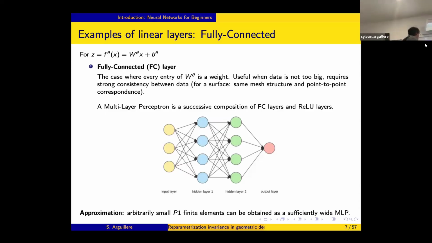This is very general, because you can reproduce a finite element method with arbitrarily small width of the discretization, which means that you can approximate on compact subsets any continuous function, as long as you have a wide enough network.